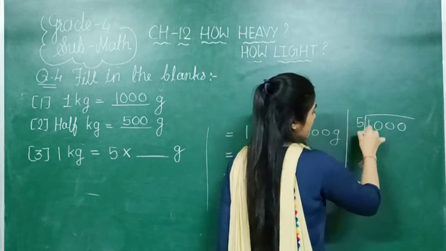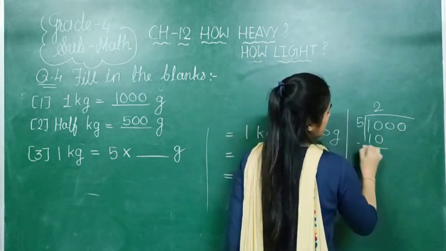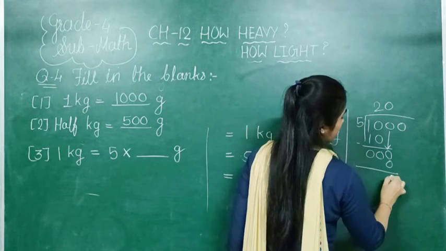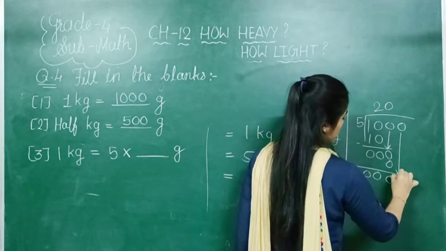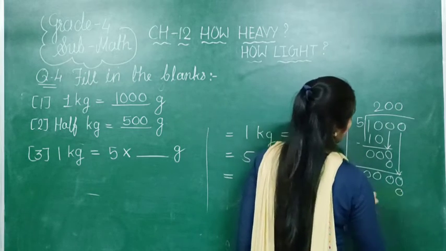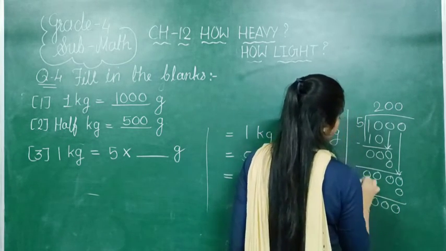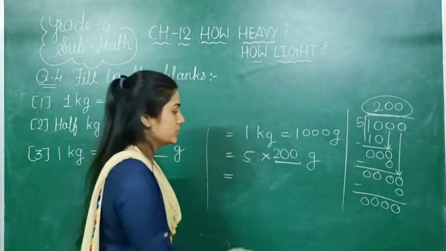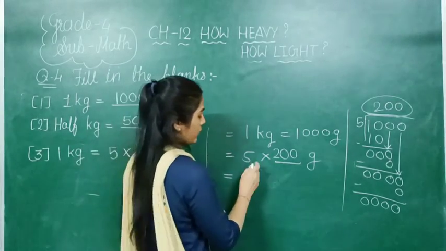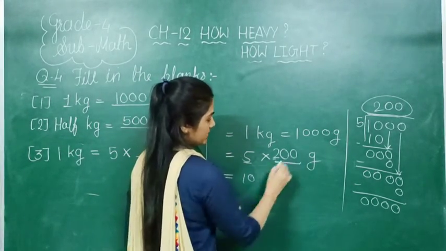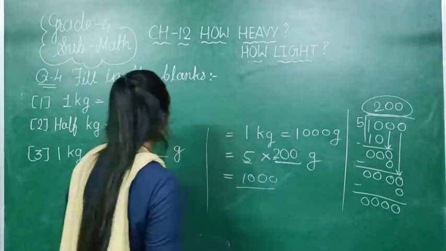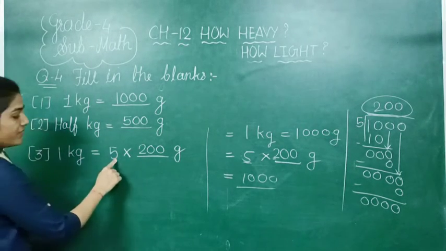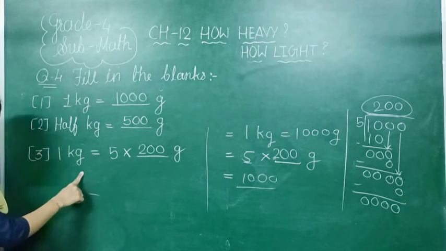If we divide 1000 by 5, it is a very easy division. 5 2s are 10. This 0 we copy down. 5 0s are 0. Again the last 0 we copy down. 5 0s are 0. So what answer are we getting here? 200. Now you can cross check: 5 2s are 10 and the 0s behind, so we get 1000 gram. So the answer is 200 gram. 5 multiplied by 200 gram together make 1 kg.